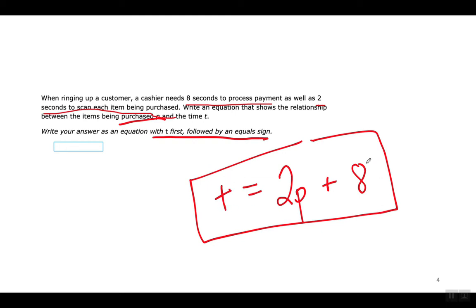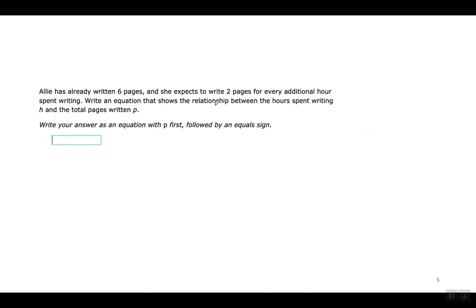Again, this is the y-intercept and this is the slope. All right? Ali has already written 6 pages. As you can see, they're following the same pattern for a lot of these. So she's already written 6 pages.